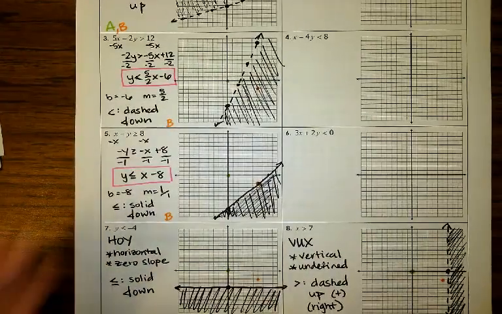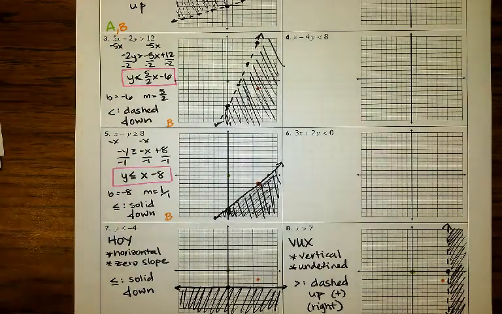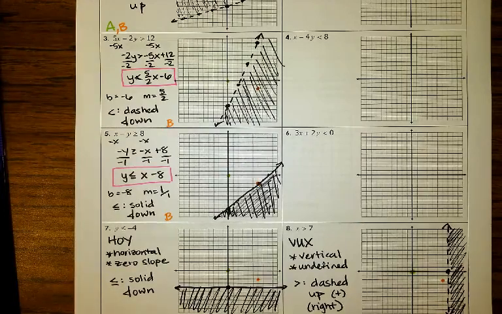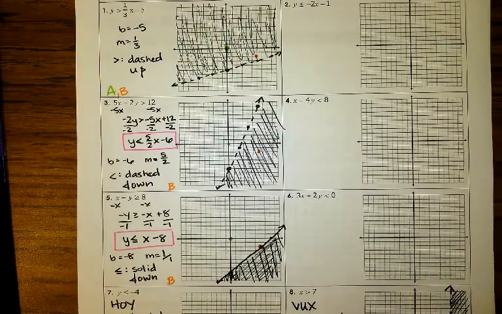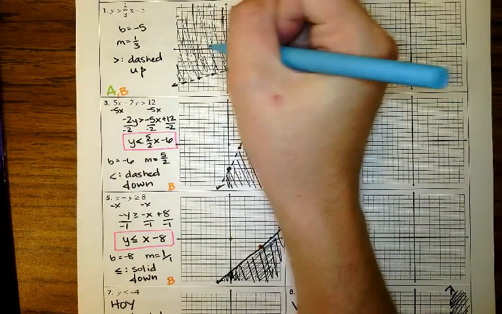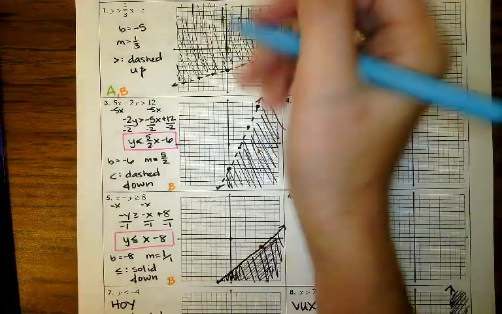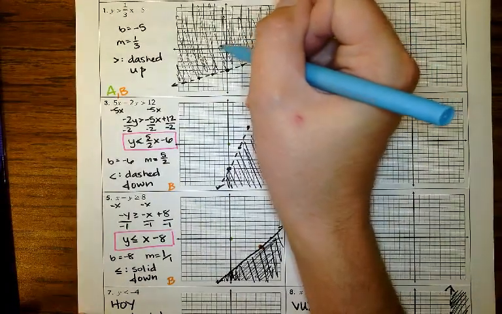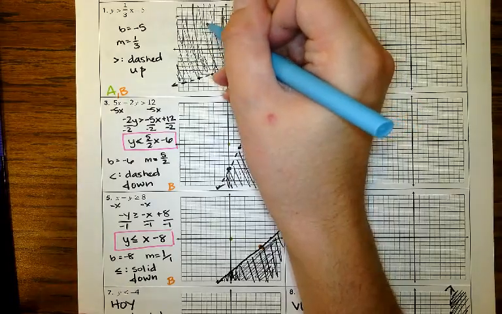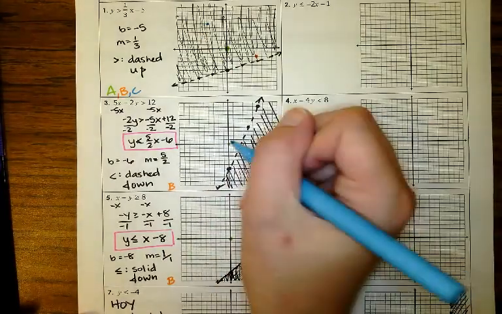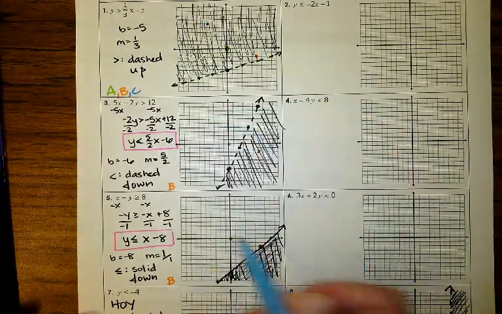I don't think C works for any of these. Oh, I think it works for the first one though, doesn't it? -4, 6. Yeah, it does. Let's see. -4, 6. Yeah, so it works for this one. No, not for this one. It's going to be way up there. Not for that one. It's way up there. Not for this one. So none of these other ones will be good for -4, 6.